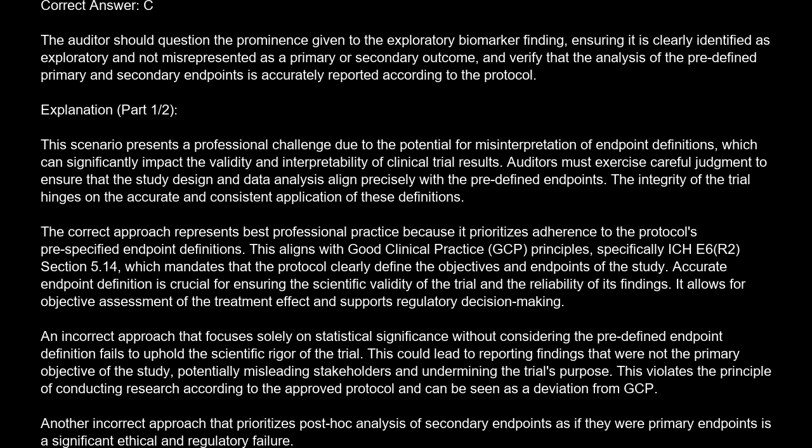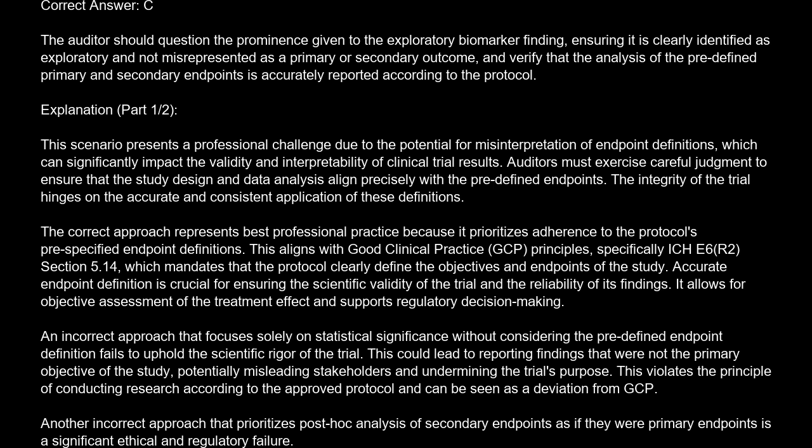Explanation. This scenario presents a professional challenge due to the potential for misinterpretation of endpoint definitions, which can significantly impact the validity and interpretability of clinical trial results. Auditors must exercise careful judgment to ensure that the study design and data analysis align precisely with the predefined endpoints. The integrity of the trial hinges on the accurate and consistent application of these definitions.